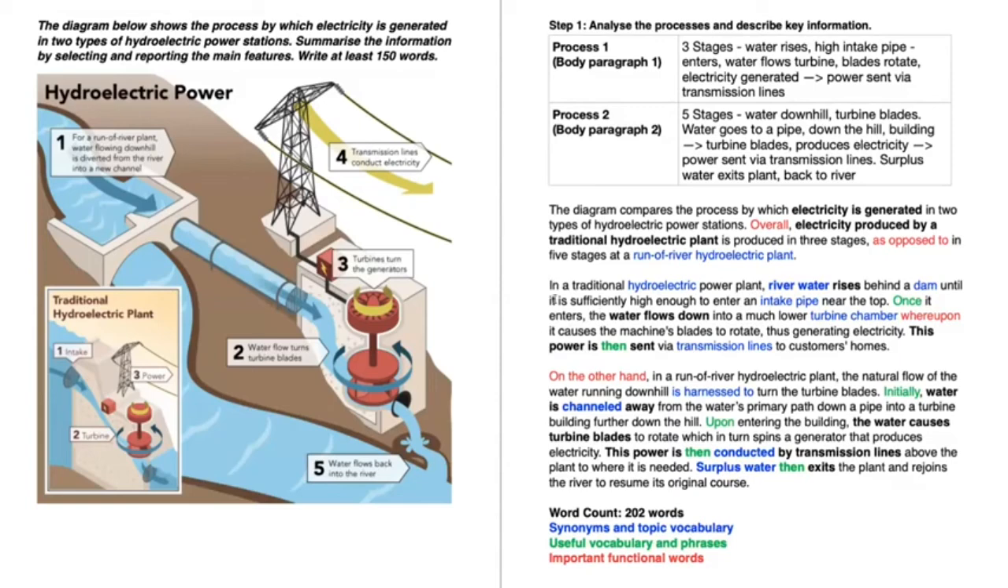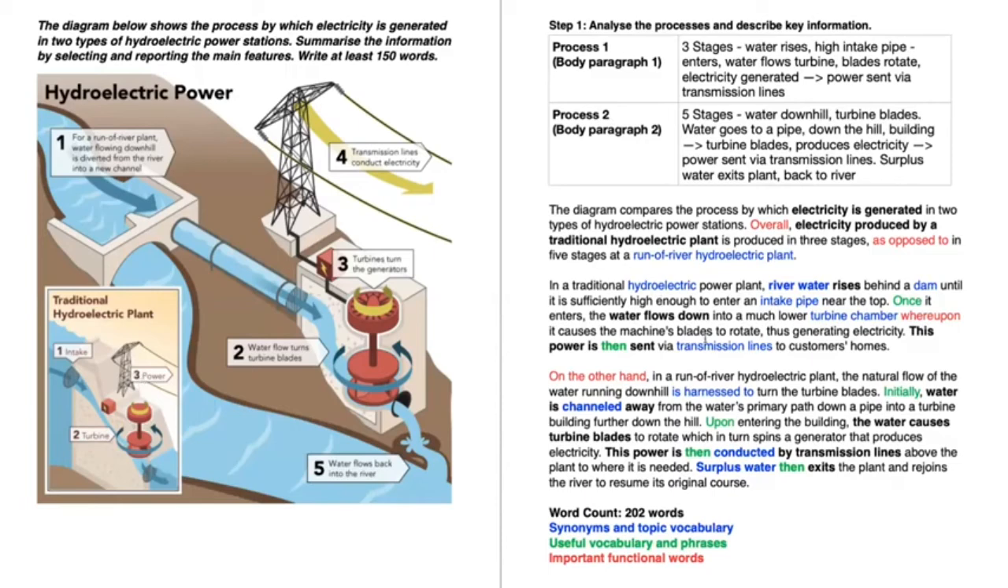Now, if we look at our body paragraph 1, remember we're looking at the traditional plant. So it says, in a traditional hydroelectric power plant, river water rises behind a dam until it is sufficiently high enough to enter an intake pipe near the top. And here we see it. Once it enters, the water flows down into a much lower turbine chamber, whereupon it causes the machine's blades to rotate, thus generating electricity. This power is then sent via transmission lines to customers' homes.